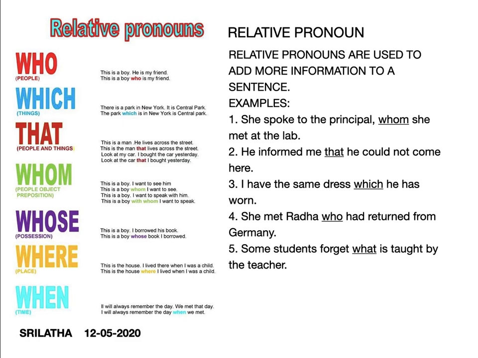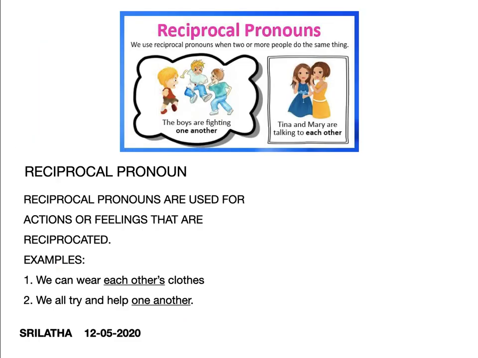Let us move on to the next kind of pronoun, that is reciprocal pronoun. Reciprocal pronouns are used for actions or feelings that are reciprocated. For example, we can wear each other's clothes. We all try and help one another. Here the words each other's and one another are reciprocal pronouns.